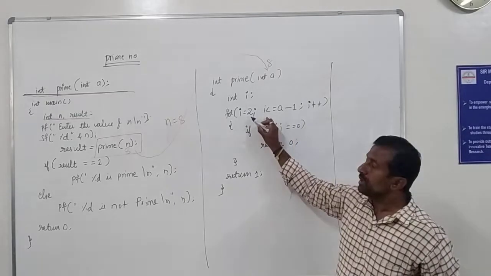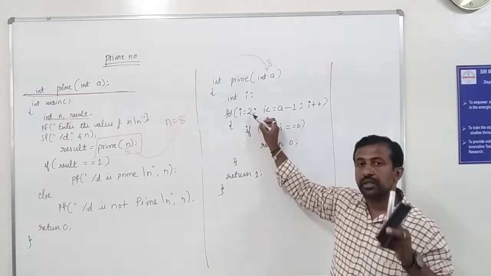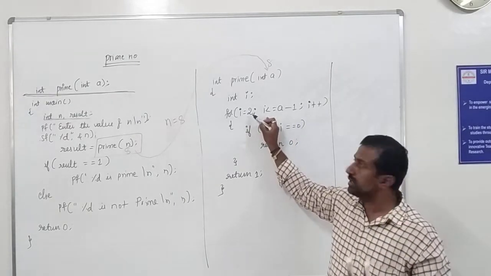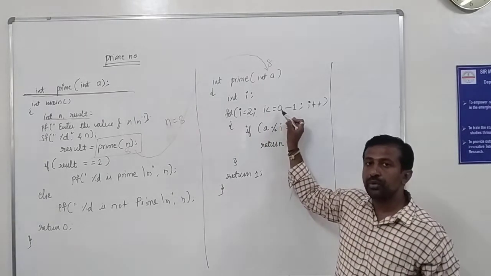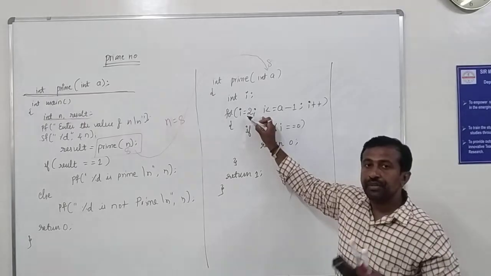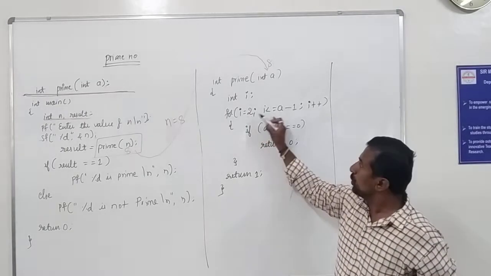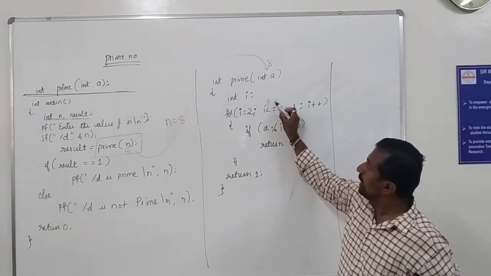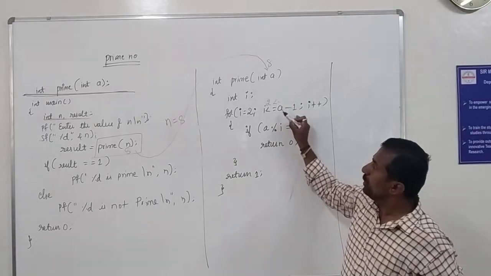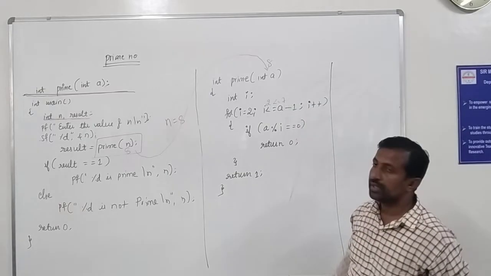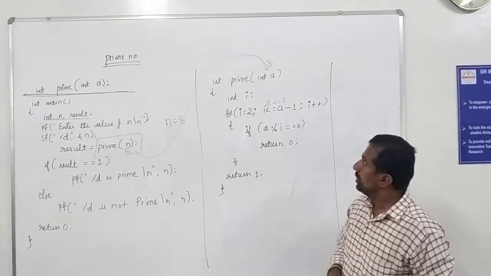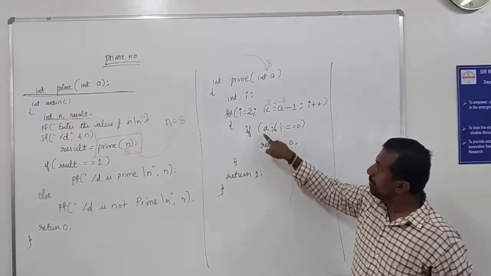Why? Because a prime number means a number which is divisible only by 1 and itself. So we are not checking for 1 and we are not checking for the number we are going to check. So it starts with 2, i is equal to 2. Check whether 2 is less than or equal to a minus 1. What is the a value? 8. 8 minus 1 means 7. So the condition will be true, so we come inside the for loop.